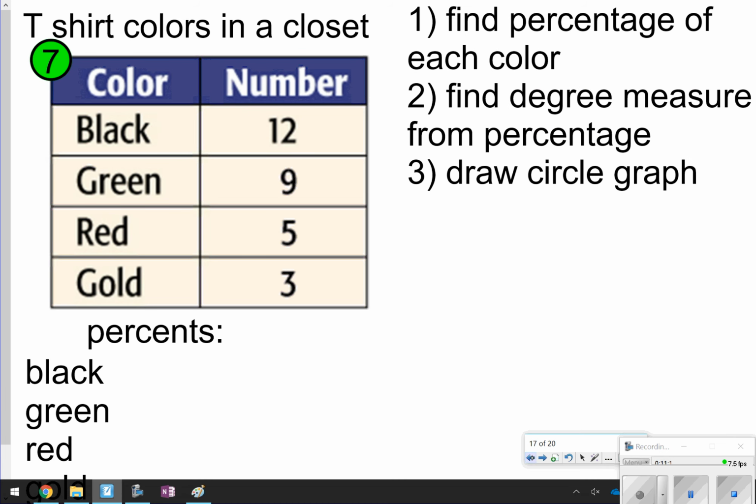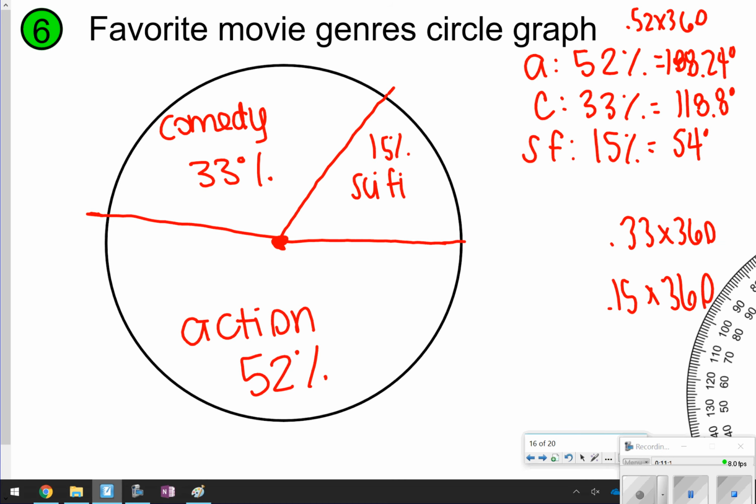So that's actually going to be the end of our video. So just make sure that you are converting your numbers into percent. We had to do that for this one. And then take your percentages, converting them to degrees. And then lastly, making those degree measurements as just several different angles put together on your circle graph.